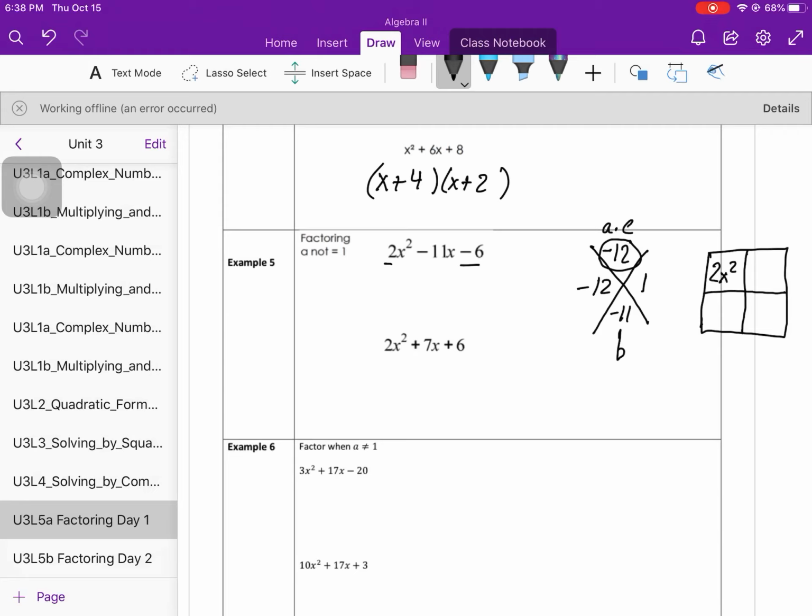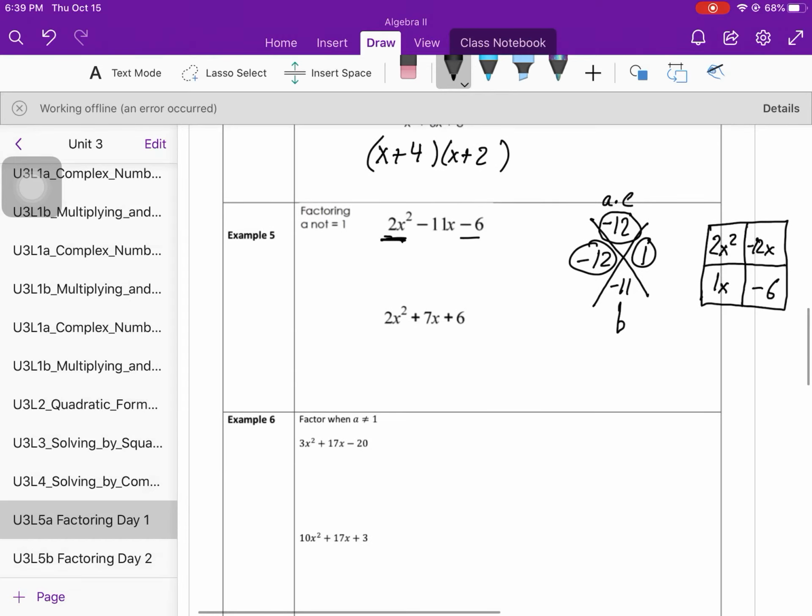The first one is always going to be our first term, which is right here, the 2x squared. This one's always going to be our last term, which is negative 6. Then we're going to take these numbers on the sides of our little cross section here, and put negative 12x and 1x, or you can just write it as x. How this works is going up and down, left and right, we need to find the greatest common factor of each of these. So we get 2x squared and negative 12x. They both have an x, and they're both even numbers, so 2x is going to be our greatest common factor.